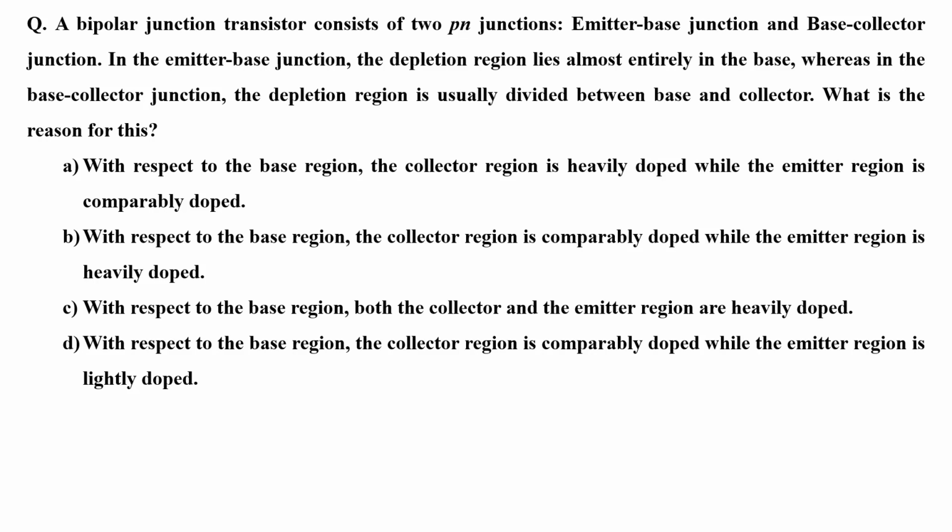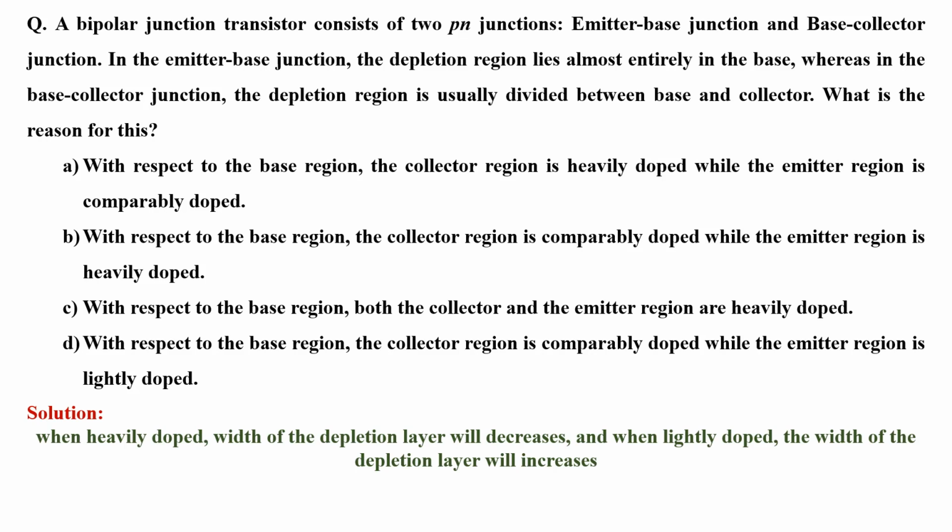Yeah. So, in case you are not able to remember the correct thing with respect to this bipolar transistor, there is another way in which we can directly identify the answer to this question. We have seen an equation for width of junction and all, right? So, whenever there is an increase in doping, we'll say that the width of the depletion region will be? That side is decreased, ma'am. Opposite side is more. Yeah. So in that way also we can identify. When heavily doped, width of the depletion layer will decrease, and when lightly doped, depletion layer will increase.